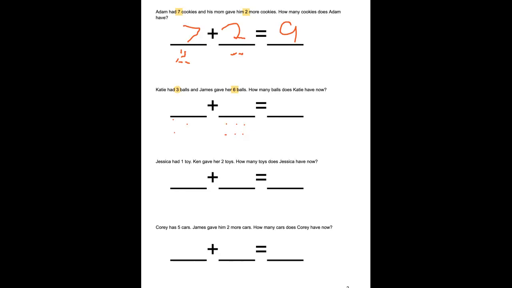All right, so now we can cross those out. We can count together. We have 1, 2, 3, 4, 5, 6, 7, 8, 9. So, all together, we have 9. So we can go back and say 3, because that's how many she started out with, plus 6, because that 6 was the number that was given to Katie from James, equals 9. Okay?